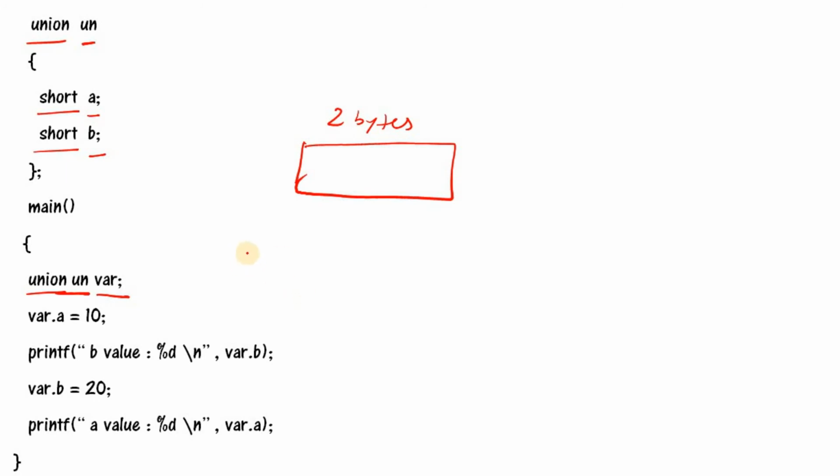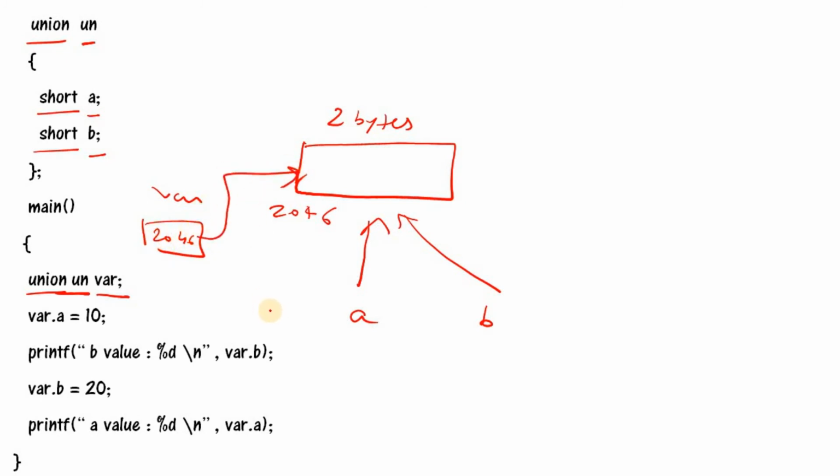A and B are sharing the same location, and both are pointing to the same location. So var is pointing to this location by holding this address, the block of address we are holding here.